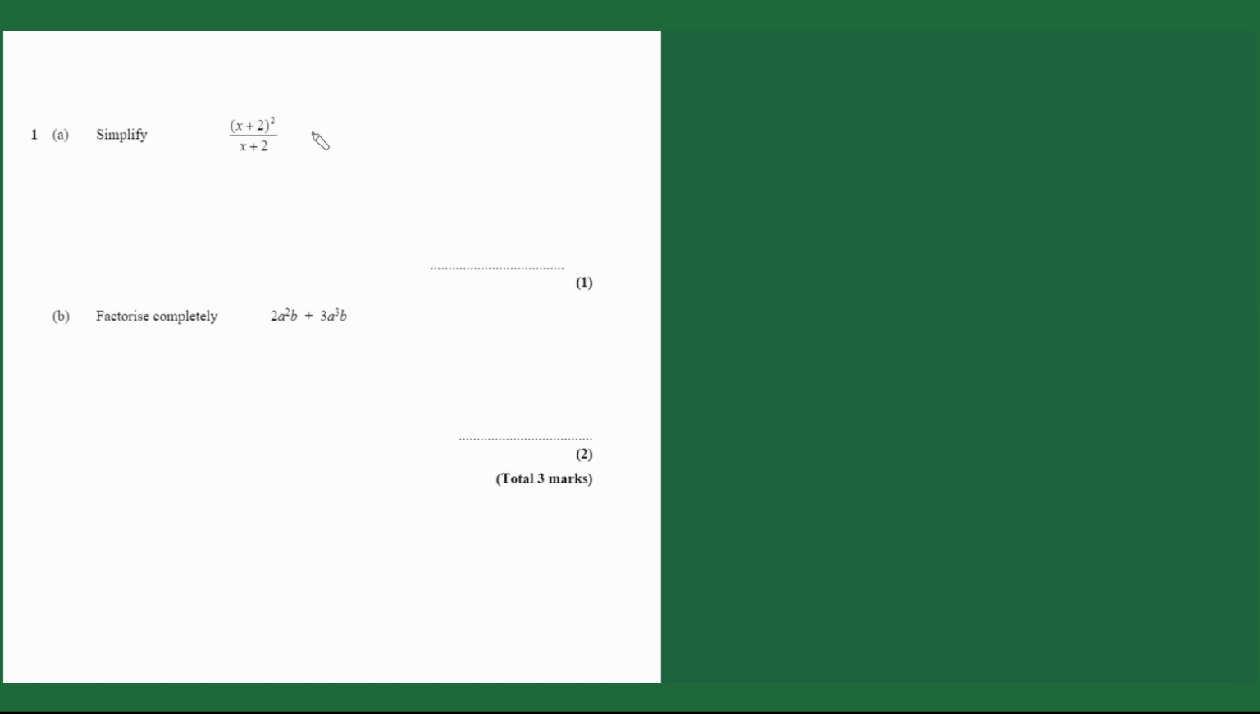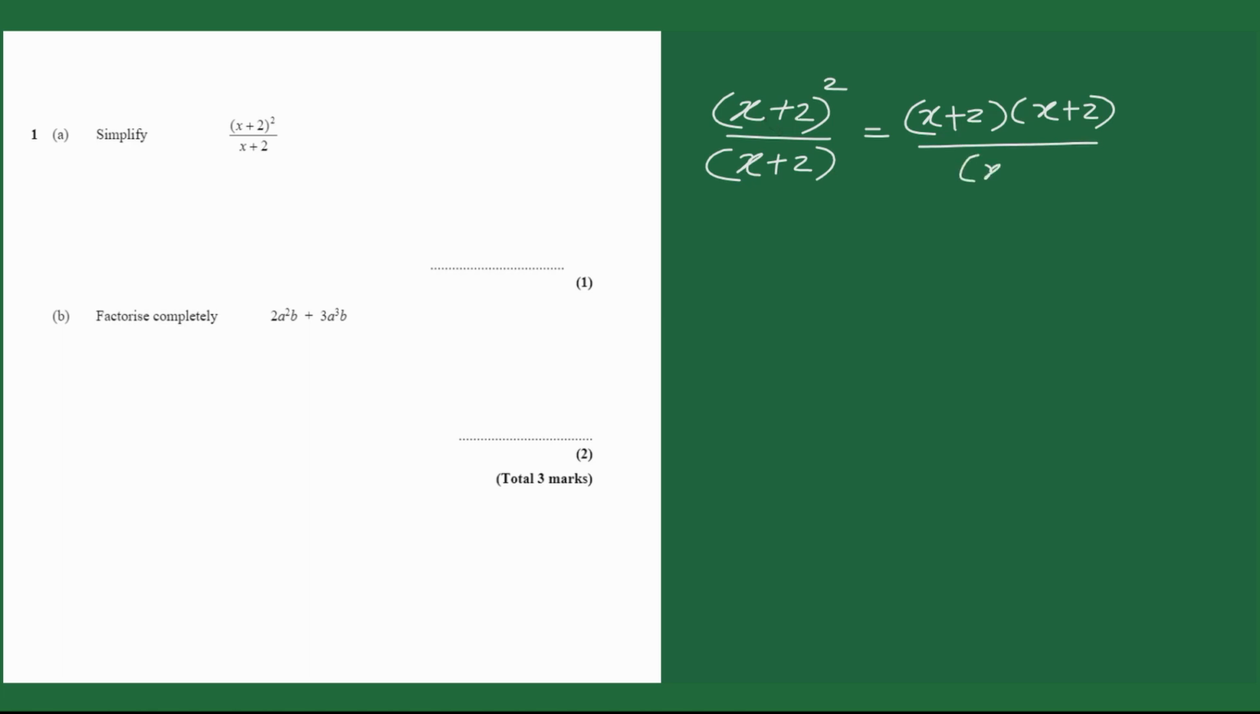Question number 1A. Simplify x plus 2 whole thing squared over x plus 2. What we are going to do is write this as x plus 2, x plus 2, over x plus 2. So one of the x plus 2 is going to be cancelled out. So the answer is x plus 2.